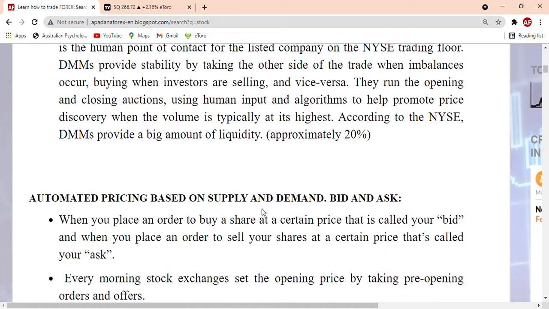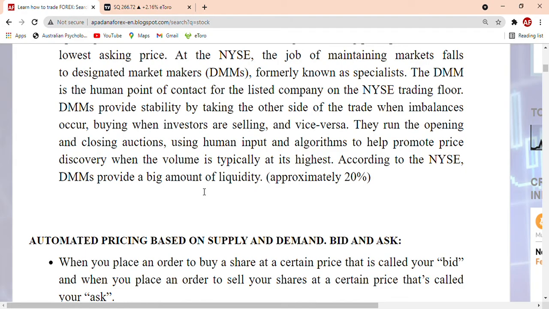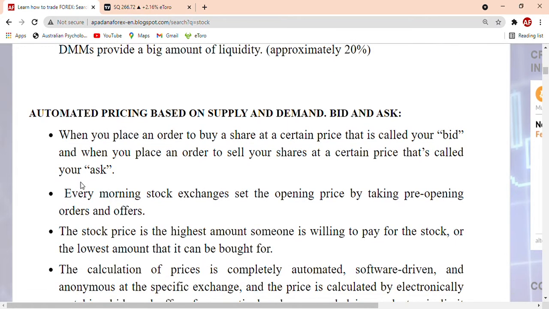Automated pricing is based on supply and demand, bid and ask. So as I said, and as I explained at the start, bid and ask or supply and demand are important, and that's how it works. We explained different types of markets up there. When you place an order to buy a share at a certain price, that is called your bid. And when you place an order to sell your shares at a certain price, that's called your ask. Sorry if it's too obvious, but I thought it better to put in some basics as well so everyone can understand.